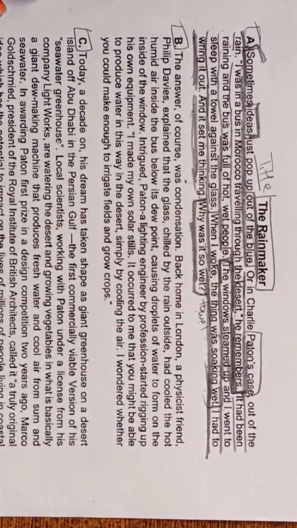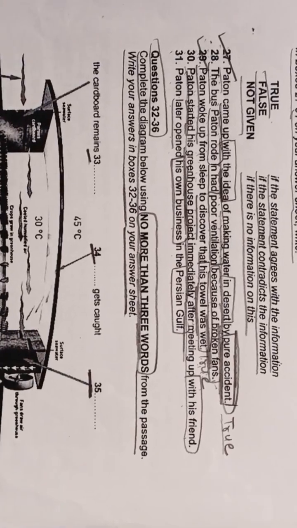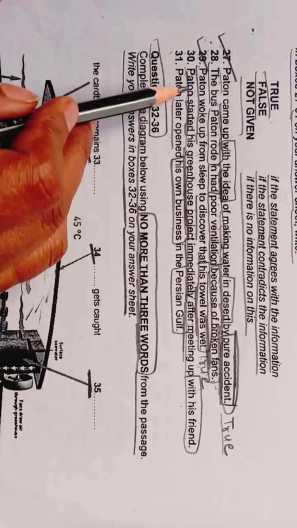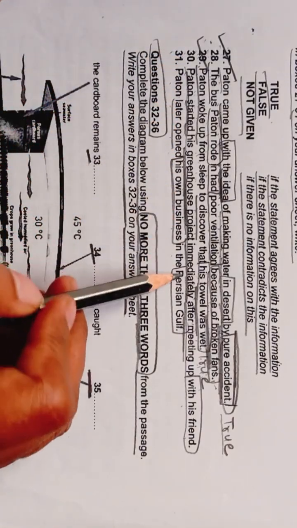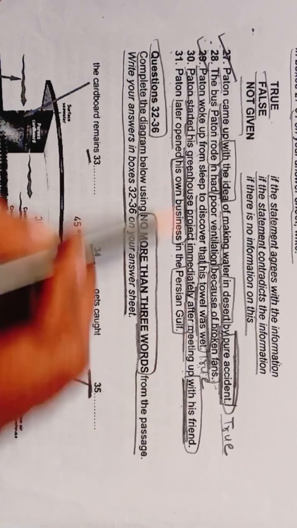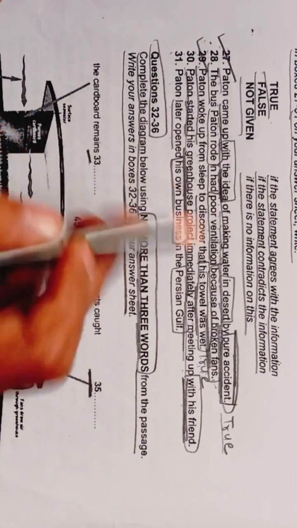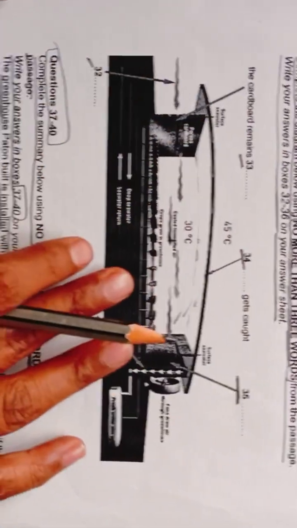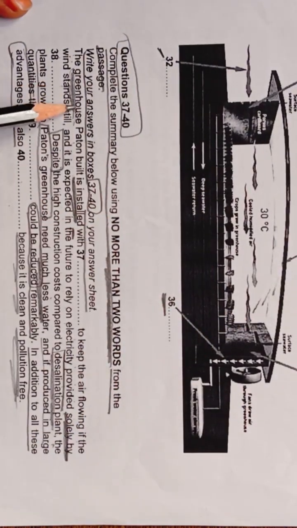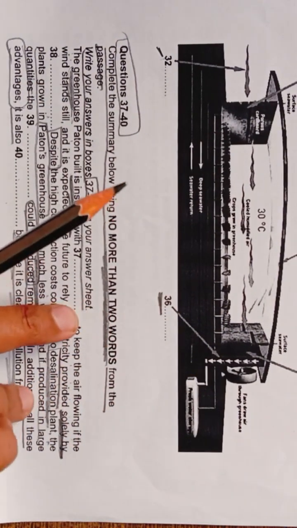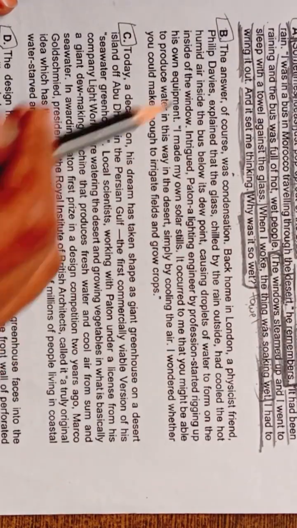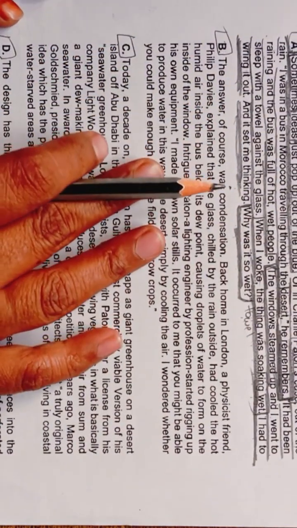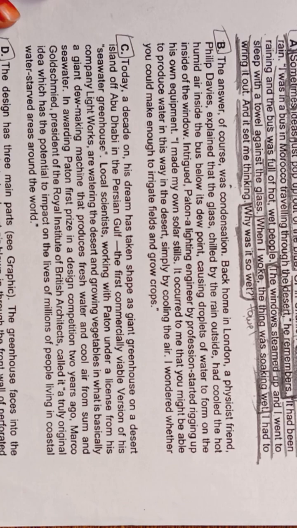Okay, so we will move forward towards another question. Patton started his greenhouse project immediately after meeting up with his friend. Greenhouse, our another keyword. Here they are asking for diagrams, and here also our keyword is greenhouse. So we will move forward towards another paragraph, B paragraph.